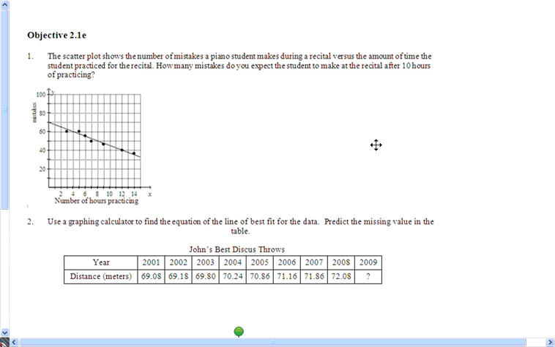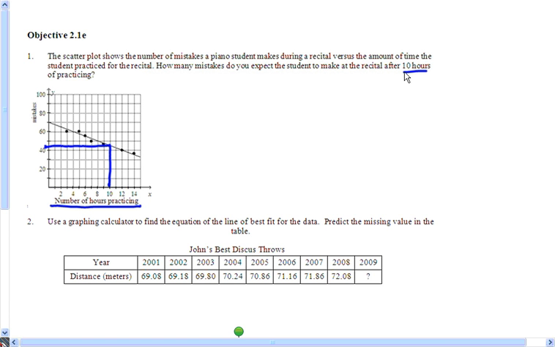So the first one says the scatter plot shows the number of mistakes a piano student makes during a recital versus the amount of time the student practiced for the recital. How many mistakes do you expect the student to make at the recital after 10 hours of practicing? We're just going to use the graph to get that. So 10 hours of practicing, that would be on the x-axis. So find 10 on the x-axis and just follow that up till you hit your graph. And then to find the number of mistakes, you're just going to estimate where that spot is on the y-axis.